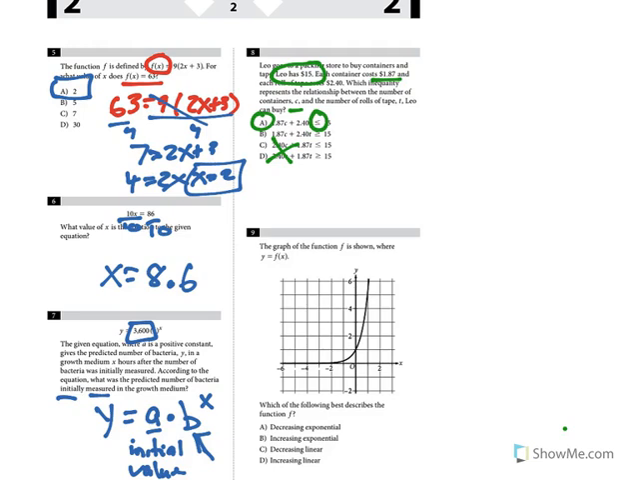Number 9 should be pretty obvious, right? We know what a linear equation looks like, even though that's not especially straight. So this is clearly exponential. It's going up, so it's increasing, so increasing exponential.